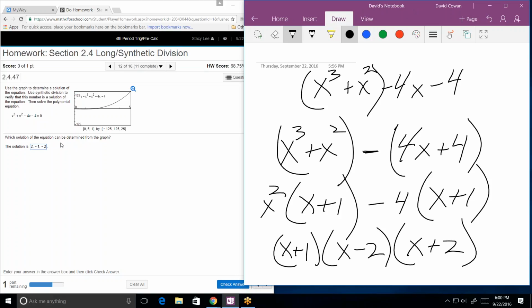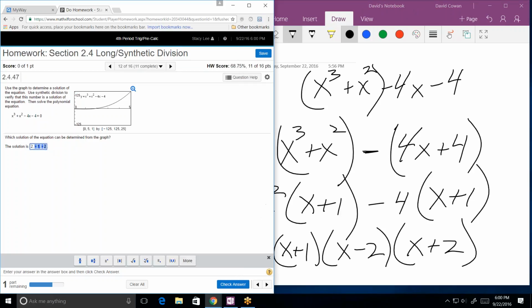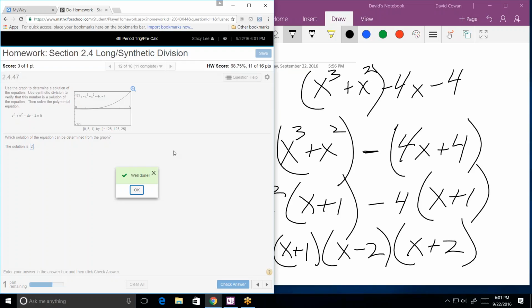Which solution of the equation can be determined from the graph? Well, I guess it helps if you read the problem, which I didn't do. Gosh, now the question is, do I need to put in x equals 2 or just 2? Well, we do have 2 more chances. I'll try just 2. Well done.